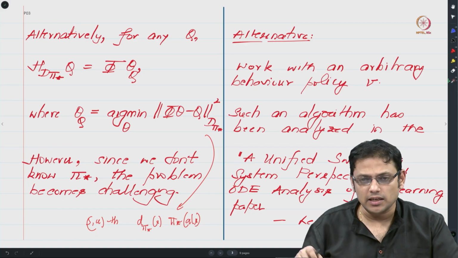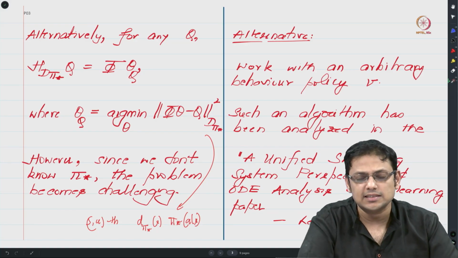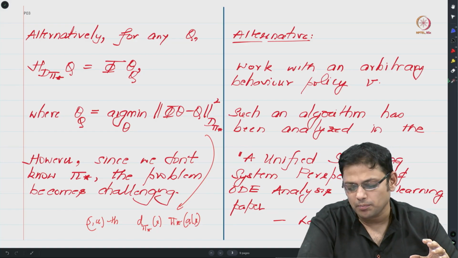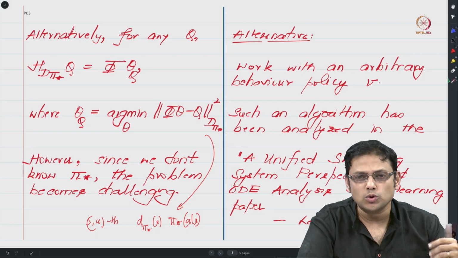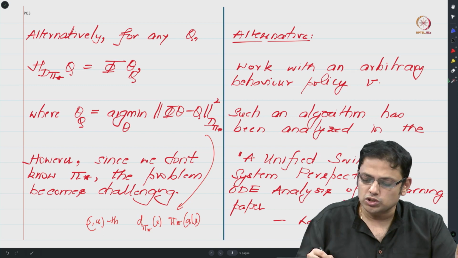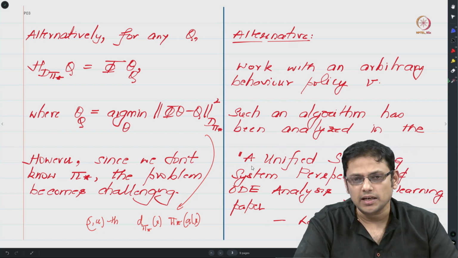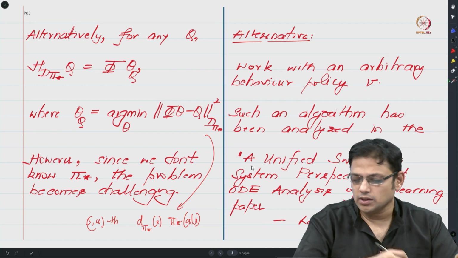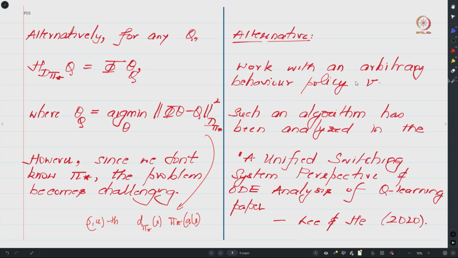So you can look at the details of such an algorithm's analysis from this paper, and I would like to highlight that whatever tools we studied in the previous 2 weeks can indeed be used to study the algorithm where the states and actions are sampled using some fixed behavior policy, which could be very different from pi star.